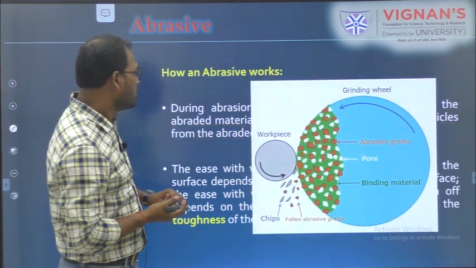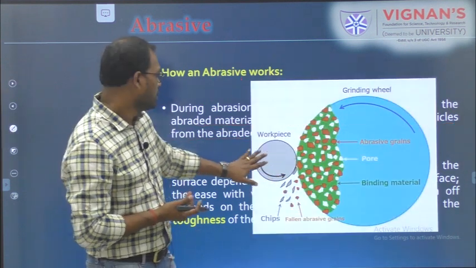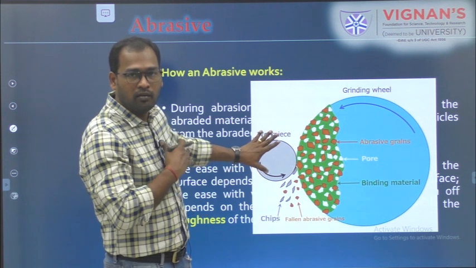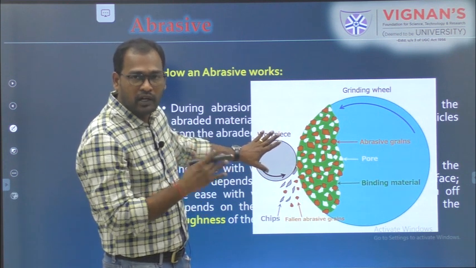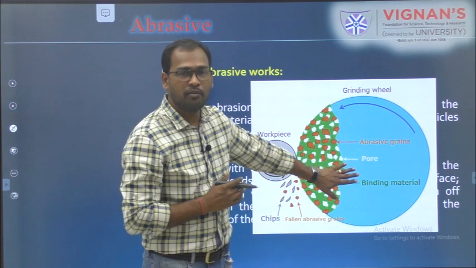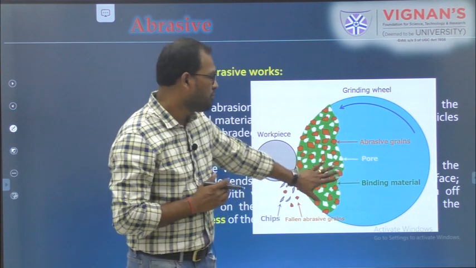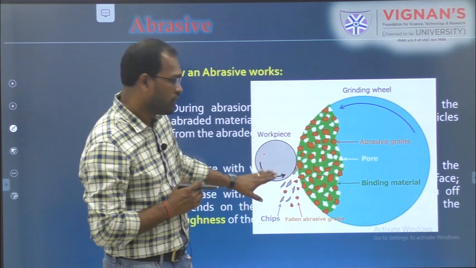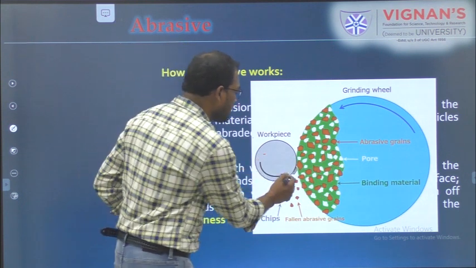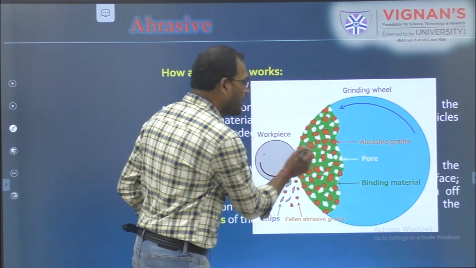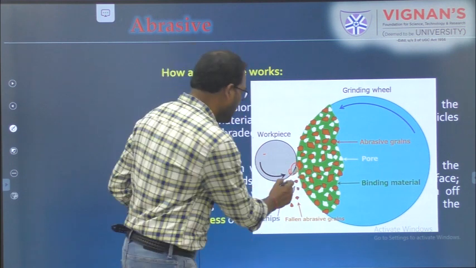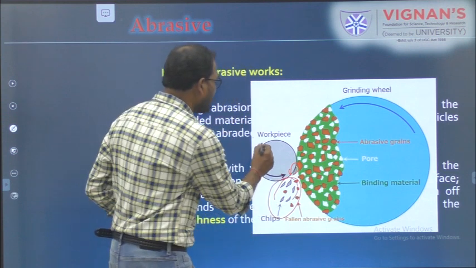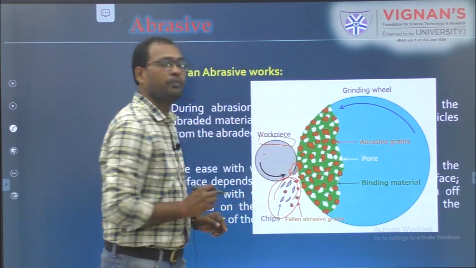You can see here, this is the material which has to be cleaned or removed, with all the surface irregularities, and this is the abrasive material. You can see this is much harder and this material is less hard. Because of this, when the surface irregularities come in contact with the harder material, they just chip off and fall off, and that makes the surface clean and smooth.